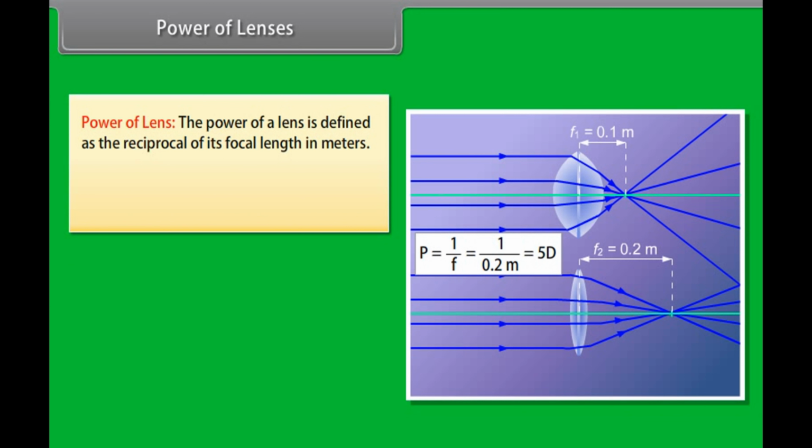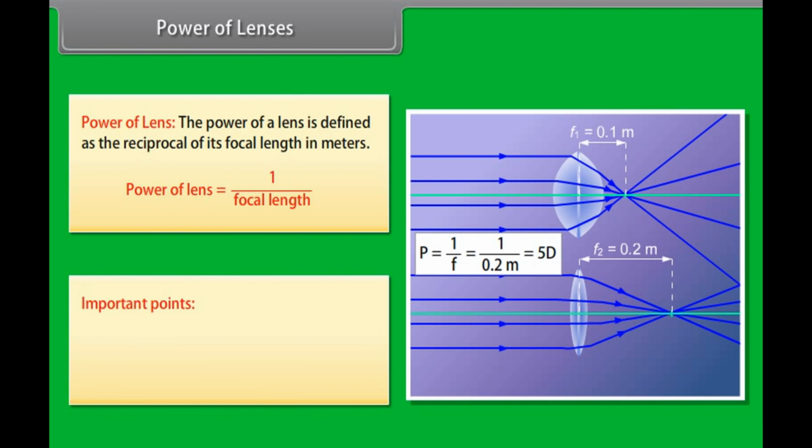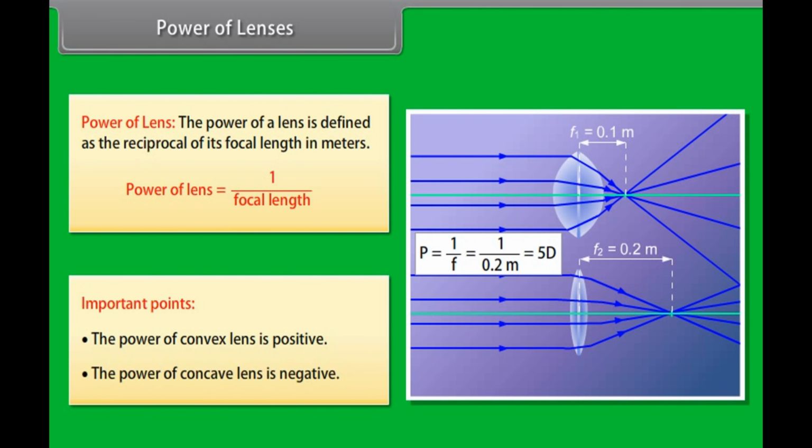Power of lens. The power of a lens is defined as the reciprocal of its focal length in meters. Power of lens is equal to 1 upon focal length. Important points. The power of convex lens is positive. The power of concave lens is negative.